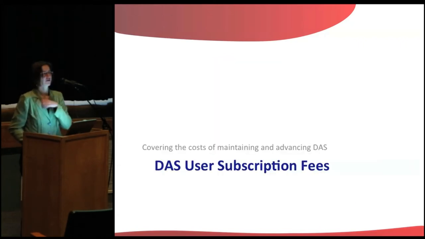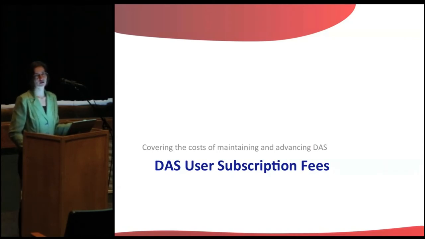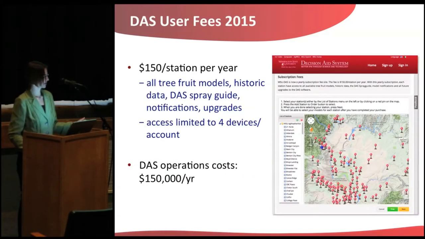One big change, and I've been mentioning this in the last couple years, is that we will have to start collecting subscription fees for the use of DAS. So what will happen is that for each weather station you use on DAS, we will collect $150 a year. And with that, you get access to all the tree fruit models, historic data, the DAS spray guide notifications, and any upgrades that we make. We need to limit the access for one user to four devices, so that you can use it with your desktop, maybe a laptop, a smartphone, and a tablet computer, for example.